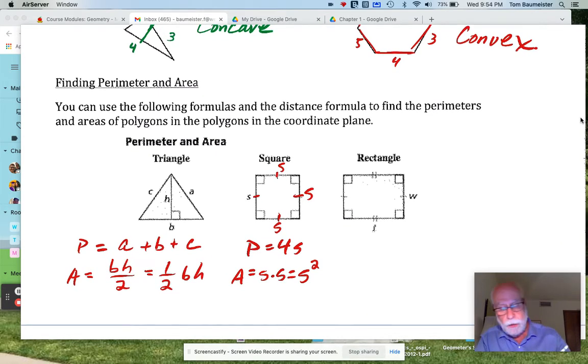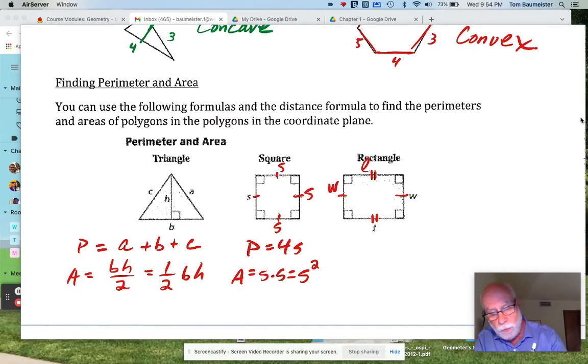And then for a rectangle, again, since this one here is marked with 2 tick marks and this one here is marked with 2 tick marks, this here will be an L. Since this one here and this one here are both the same, this would be a W.